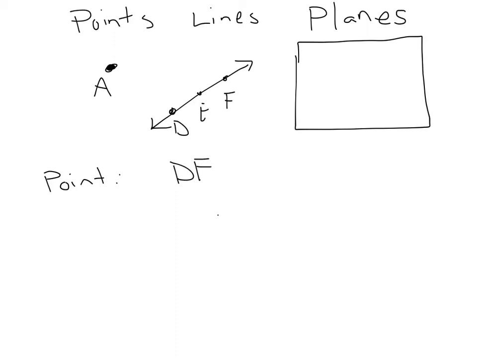Now, you could either write the word line in front of that, so line DF, or you could draw the representation of a line over it. So line DF. And yes, those have the arrows. What else can I call that? Raise your hand. Good, Topper.